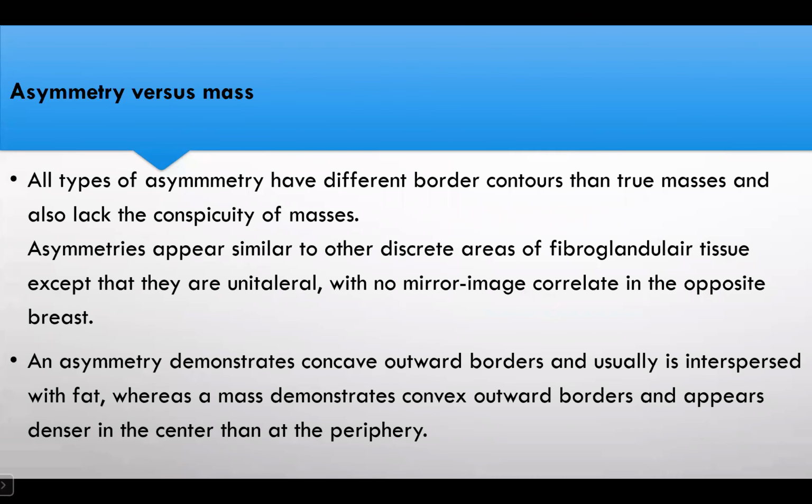How to differentiate asymmetry from a mass? All types of asymmetry have a different border contour than true masses and also lack the conspicuity of a mass. Asymmetries appear similar to other discrete areas of fibroglandular tissue, except that they are unilateral with no mirror image correlate in the opposite breast. Asymmetry demonstrates a concave outward border and is usually interspersed with fat, whereas a mass demonstrates a convex outward border and appears denser in the center than at the periphery.